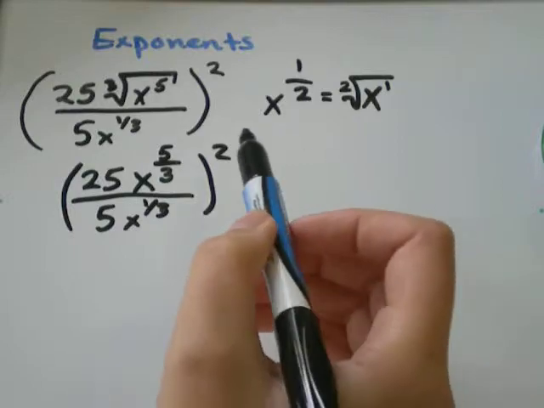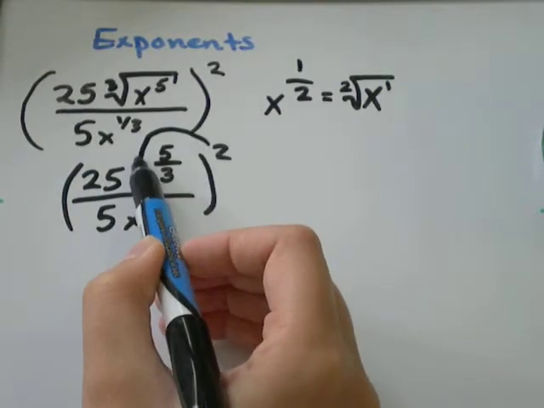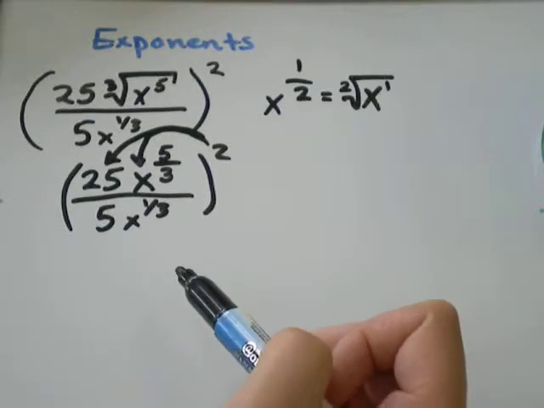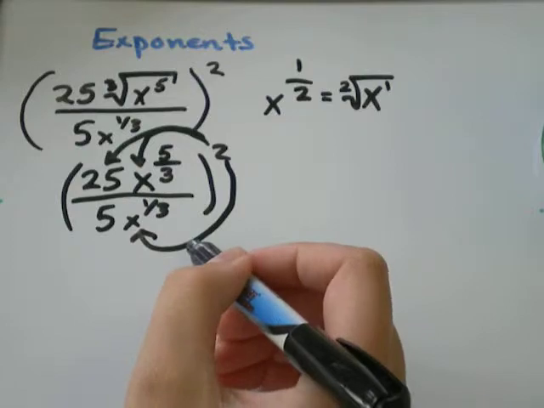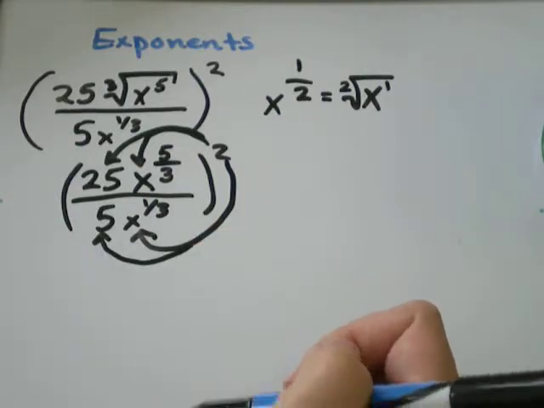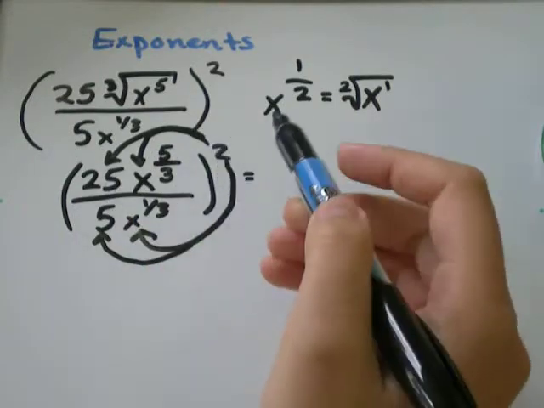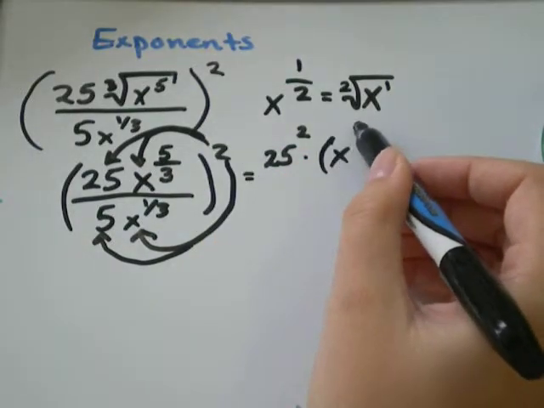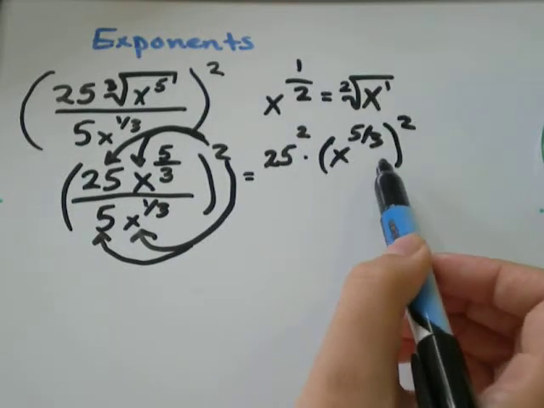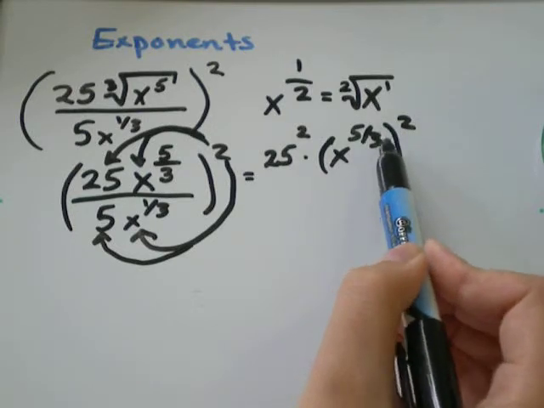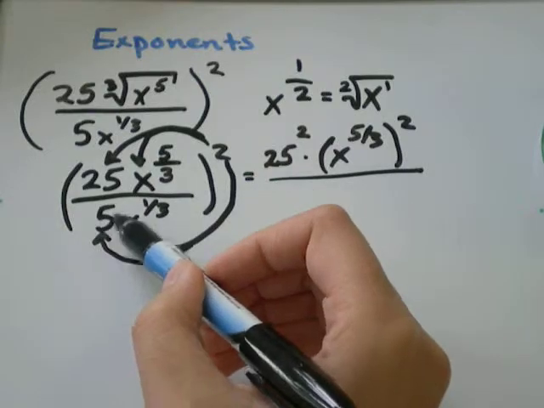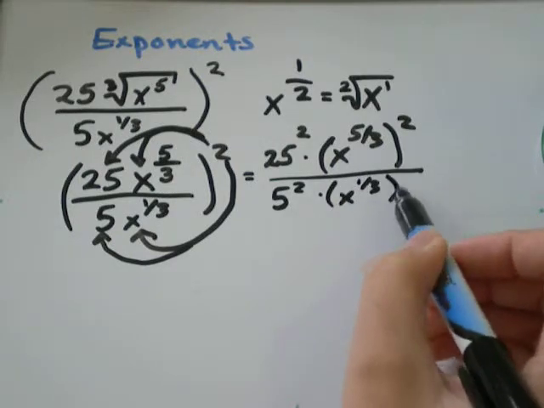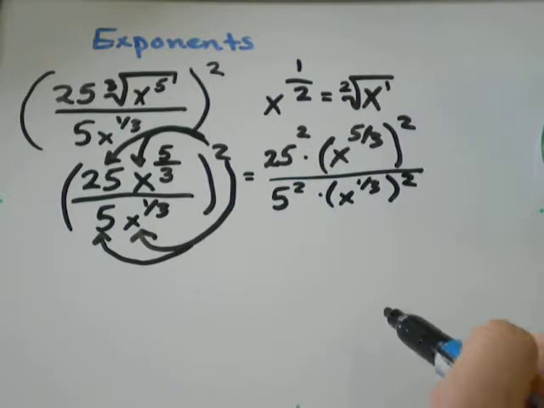Okay, the next thing I'm going to do is distribute this 2. And this 2 applies to the variable, and it also applies to any whole number or any fraction. It also applies to the variable in the denominator and the number in the denominator. So I'm just going to rewrite this as 25 squared times x to the power of 5 over 3 squared. And I just put some brackets in so that that exponent and that fractional exponent doesn't get mixed up at all. I've got 5 squared times x to the power of 1 over 3, and that's also squared.